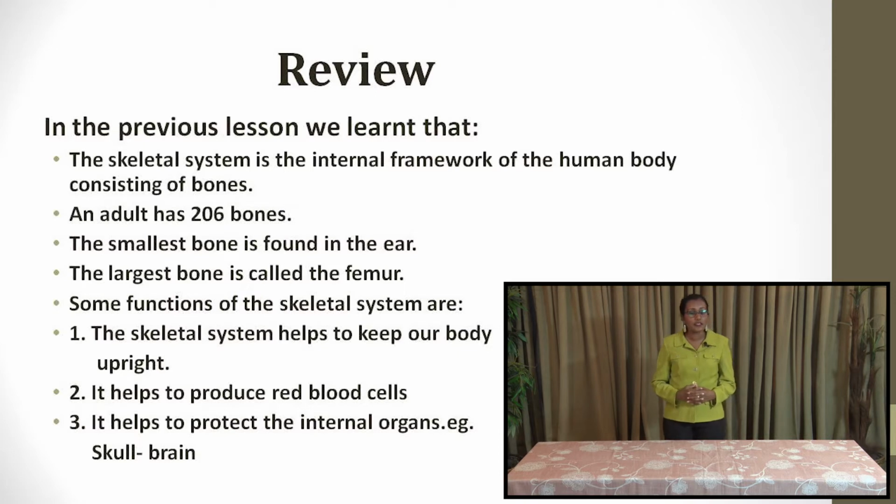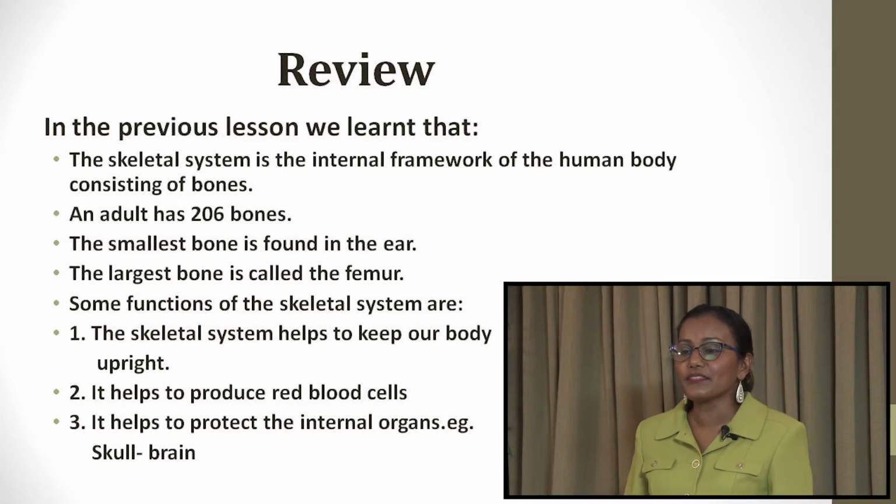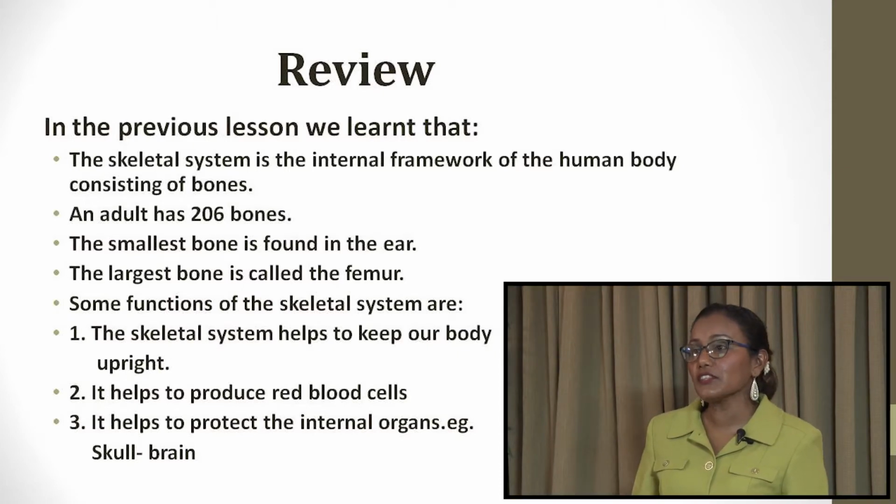Some functions of the skeletal system are: 1. The skeletal system helps to keep our body upright. 2. It helps to produce blood cells. And 3. It helps to protect the internal organs. Example, the skull protects the brain.